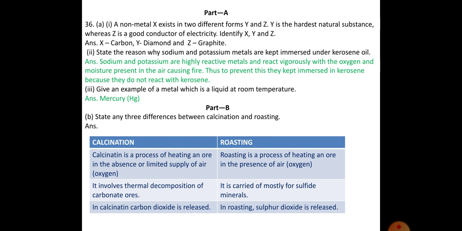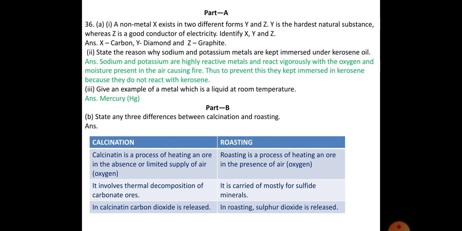State the reason why sodium and potassium metals are kept immersed in kerosene oil. Sodium and potassium are highly reactive metals and react vigorously with the oxygen and moisture present in the air, causing fire. Thus, they are kept immersed in kerosene because they do not react with kerosene. Give an example of a metal which is liquid at room temperature, that is mercury.